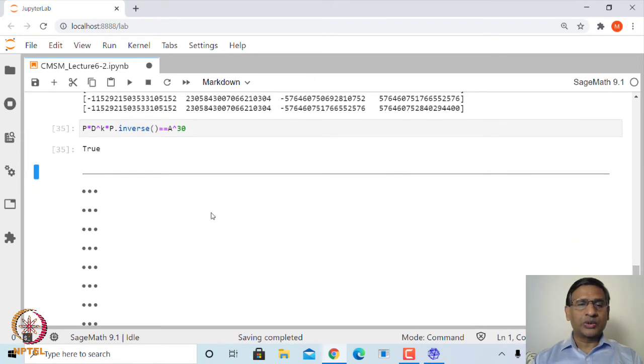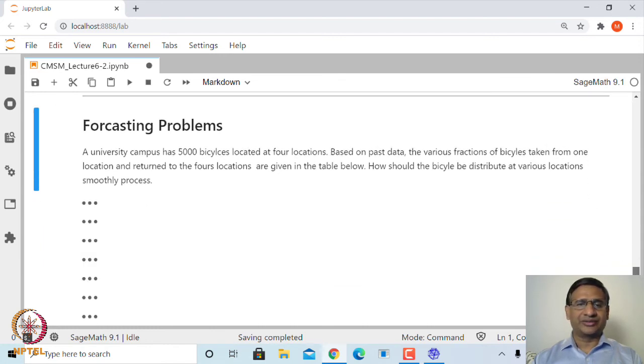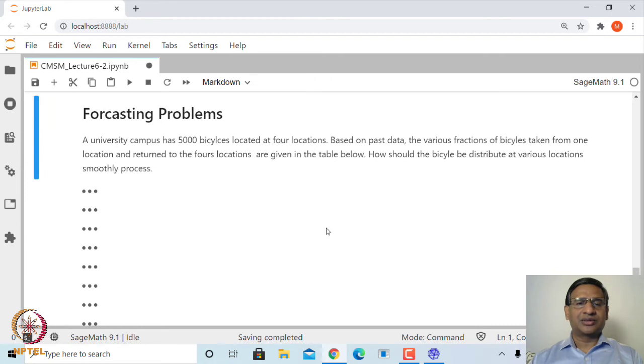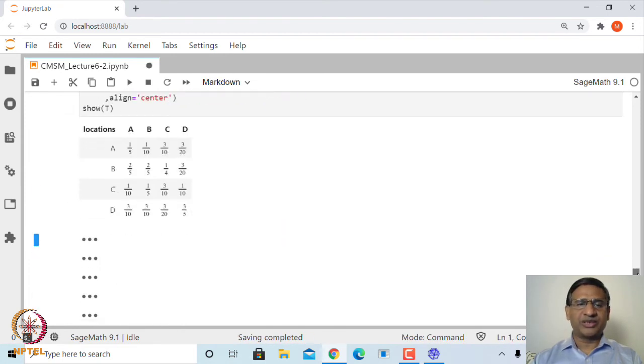Okay. Now, let us look at an application of this diagonalization. Let us look at this problem. Suppose a university campus has, let us say, 4 cycle stands, and they have 5,000 cycles located at 4 locations, and based on some past data, the fraction of cycles that are taken from one place by a student and dropped at another place is given by this table. So, let me explain what it means.